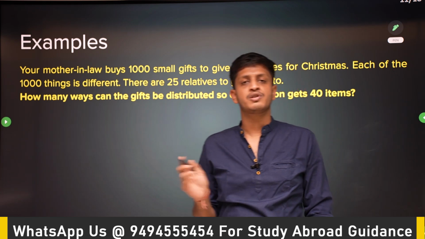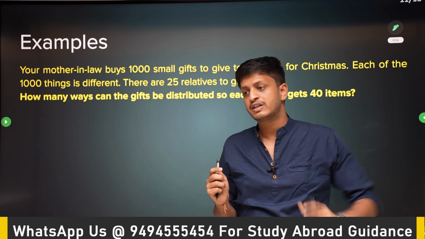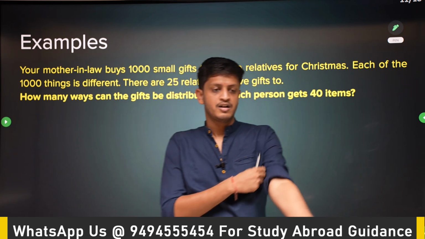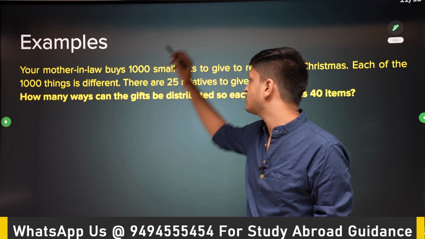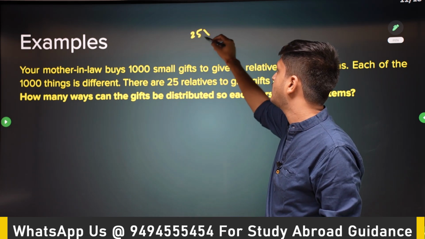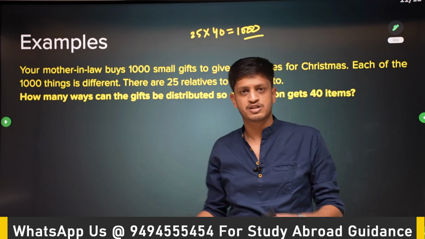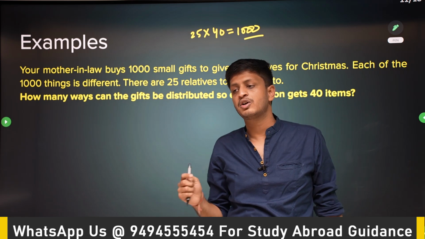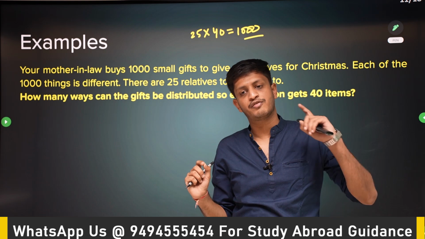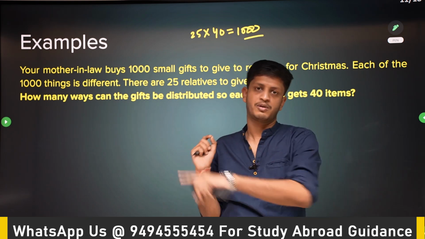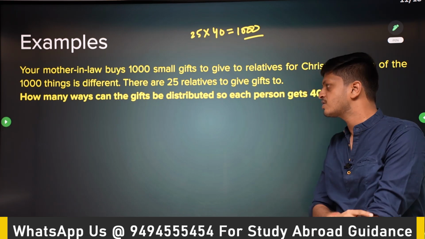Now, previously there was no restriction on any gift. One gift can go to anyone. But now there is a restriction. Every person should get exactly 40 items. See, there are 25 relatives, and if everyone gets 40 items, it is 1000. Basically, you are distributing every gift, but you are not doing partiality. You have 1000 different gifts, but you will give 40 gifts to every one of the 25 relatives. So in how many ways can this distribution be done?